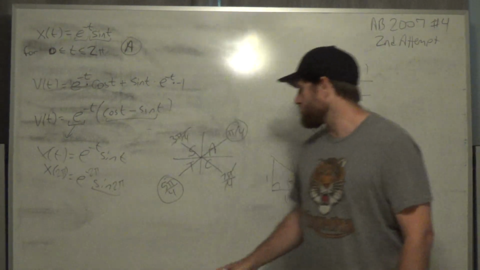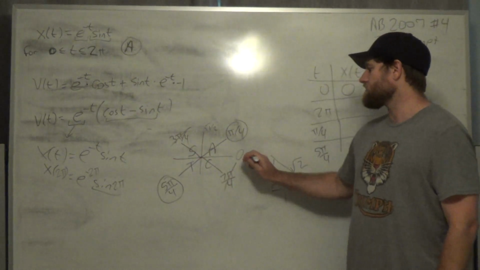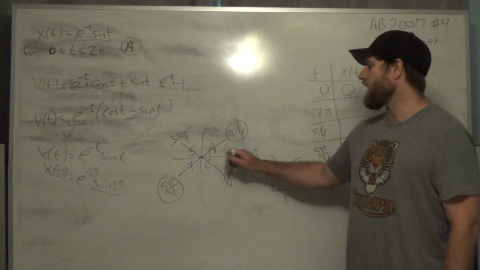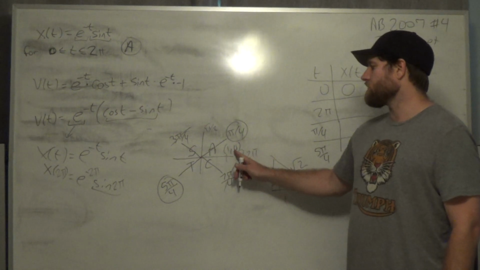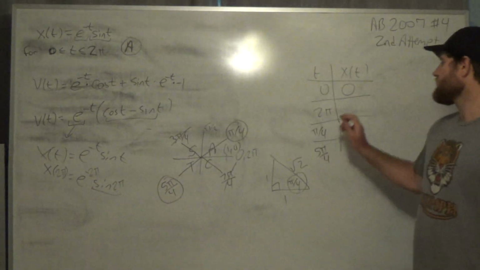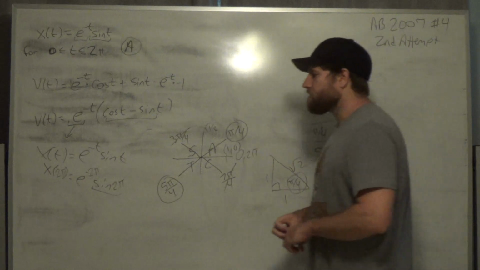And we have the same issue. If this is 0 and pi over 2 and pi and 3 pi over 2, this is back to 2 pi. So remember sine is the y coordinate, if sine of 0 is 0, sine of 2 pi is also 0. So 0 times anything is 0 again. So now we just need to try pi over 4 and 5 pi over 4.